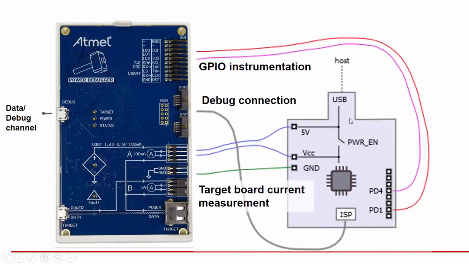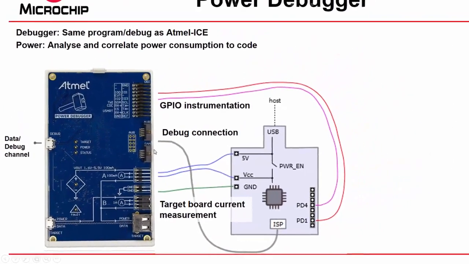If we have a target such as this board here, which looks like an Xplained Mini, we can see that we can make some connections to measure the board's power consumption. We can still have a debug connection through to Atmel Studio, for example, or a third-party IDE, and we can also have some GPIO instrumentation.